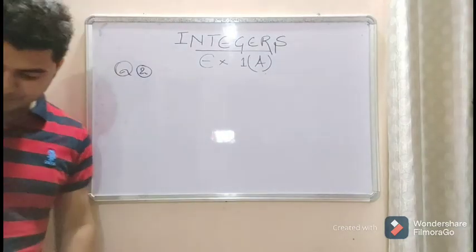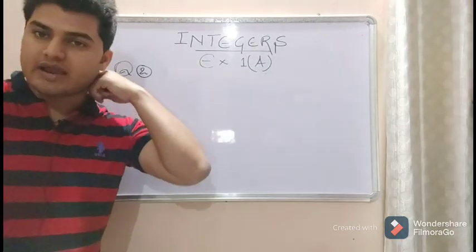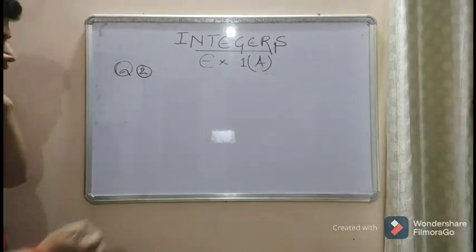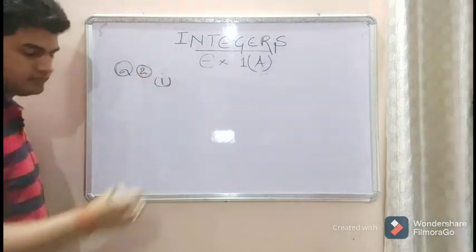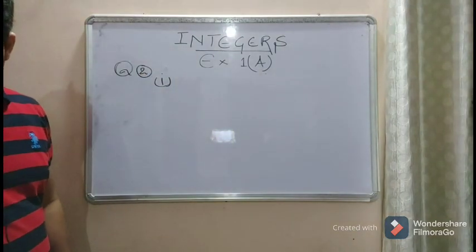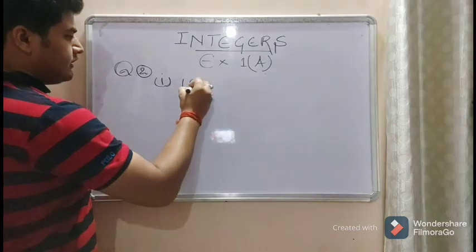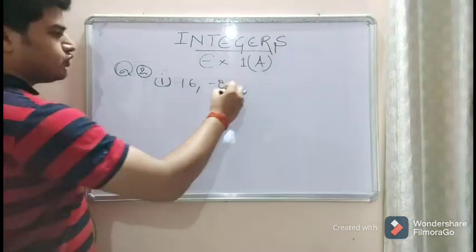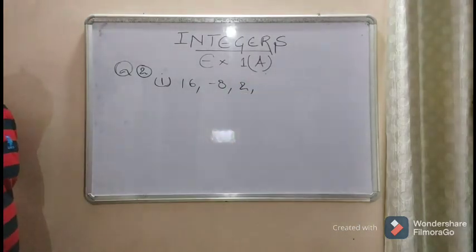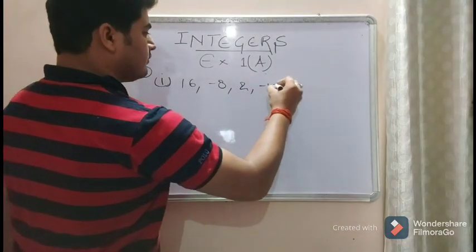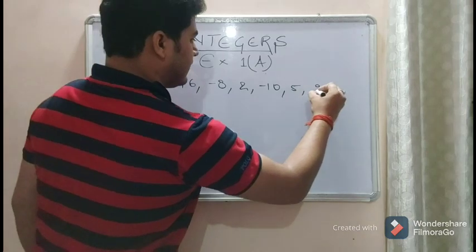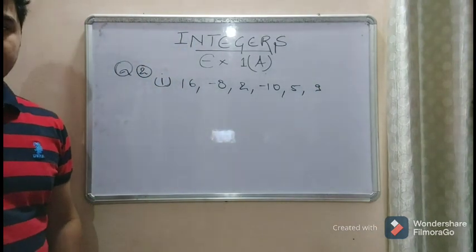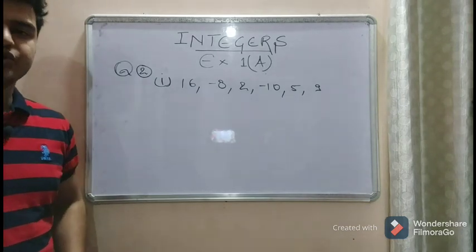Question number 2 is saying, write these numbers in order. Let us take the first part. So in the first part the numbers are 16, minus 8, 2, minus 10, 5 and 9. You have to arrange the numbers in order from smallest to greatest.